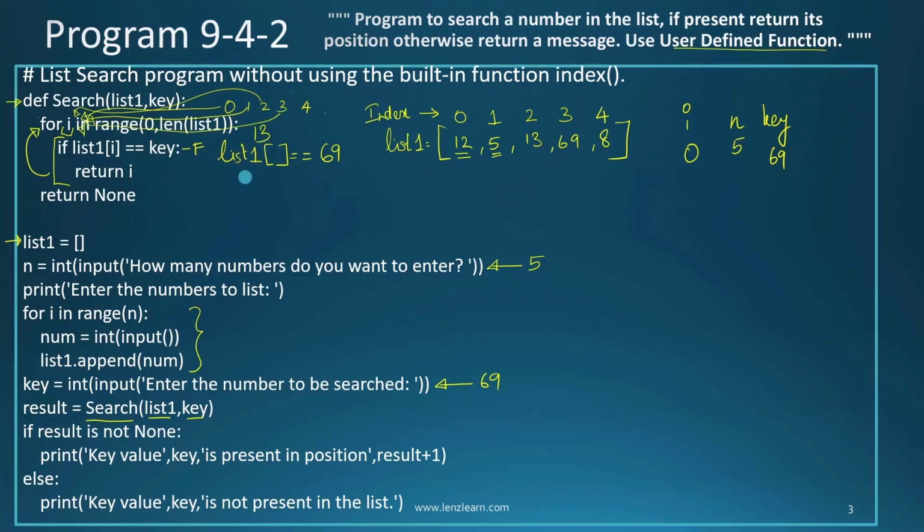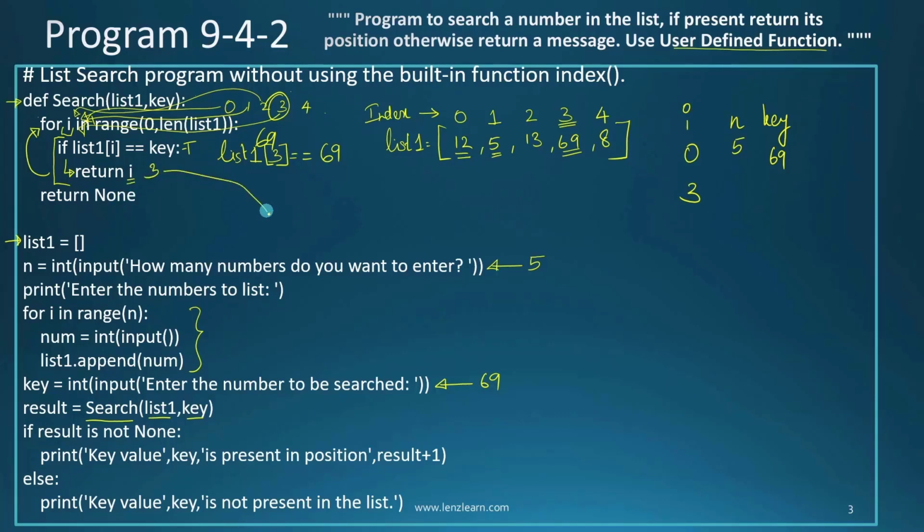So now I am checking whether list 1 of 3 is equal to 69. You can see the value at index 3 is actually 69. So this will be 69 equal to 69. Now you can see this is true. And when the if condition is true, I will return with the position I. So right now you can see the value of I is 3. So now this return statement will be executed with value of I. So right now value of I is 3.